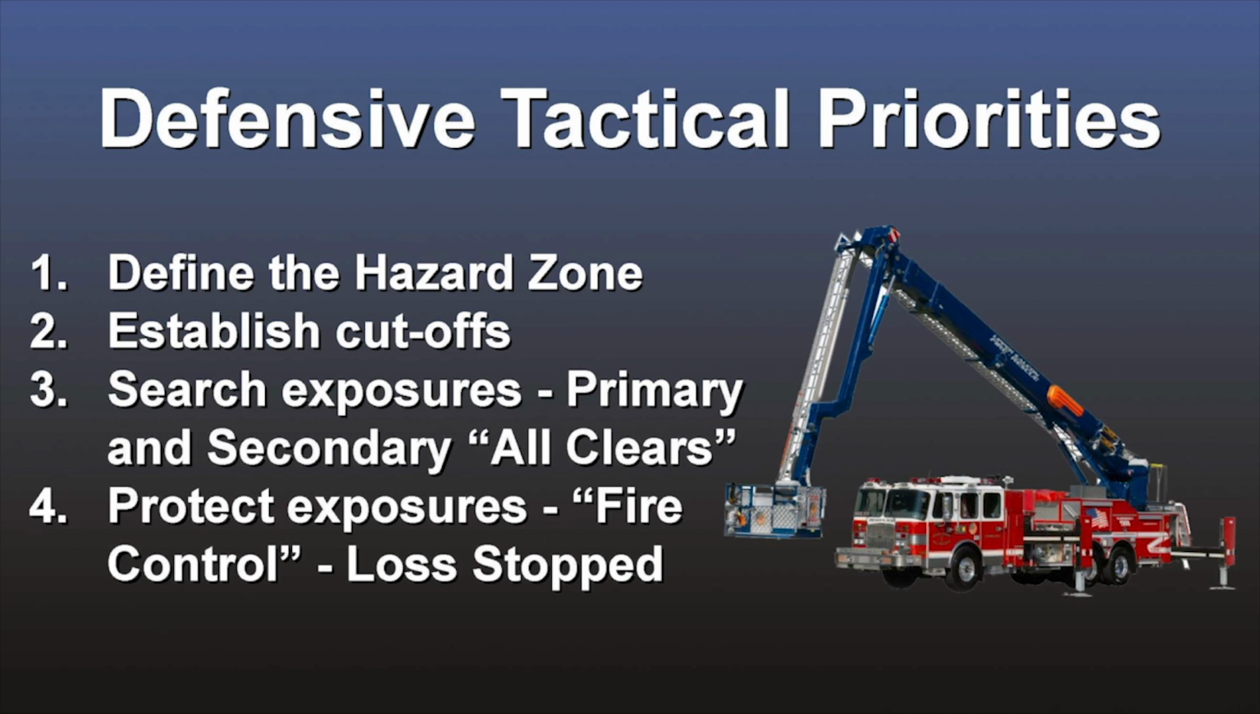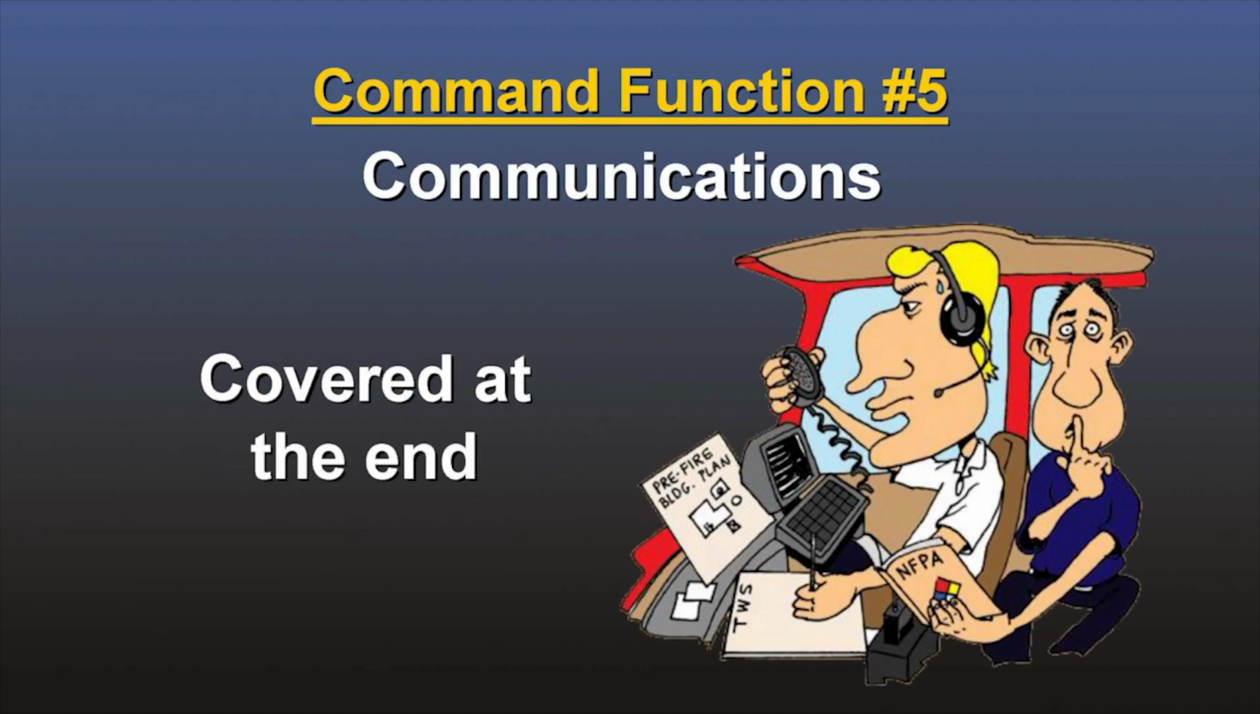Defensive tactical priorities. First, we must define the hazard zone itself. Then, we must establish cutoff points to that hazard zone. We must search our exposures and get primary and secondary all clears in the exposures. Then, we must set up to be able to protect our exposures by getting the fire under control and stopping the loss. Command function number 5, communications.